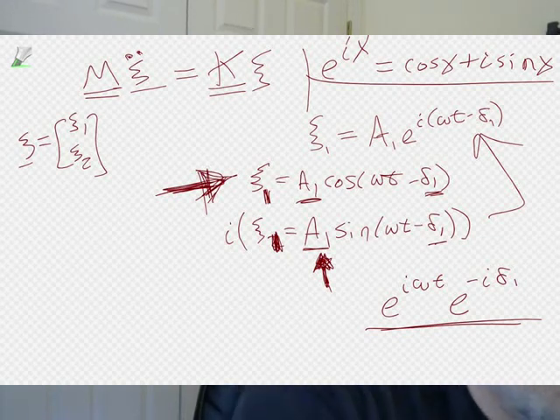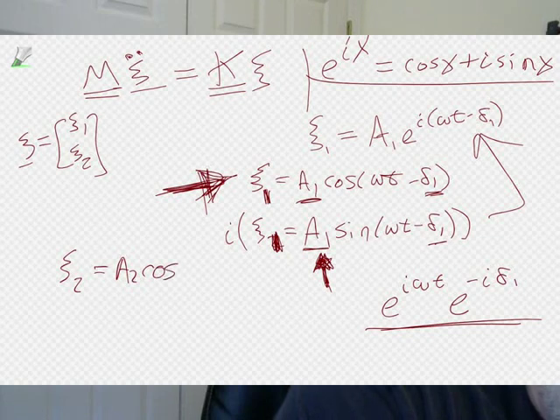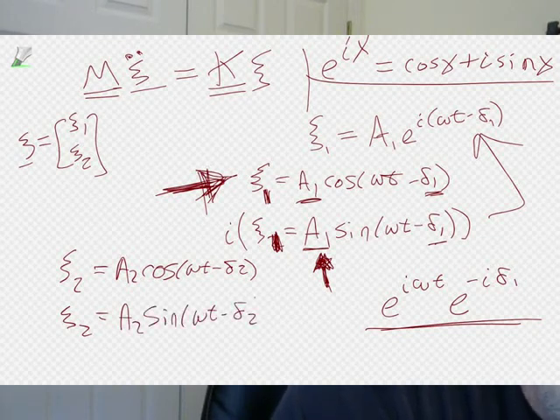So we're going to work with the exponentials, but be aware that when I'm coming up with two separate solutions, and the actual solution can be a linear combination of those two solutions, these A1s could have been different when I use one, and they're going to be dependent on initial conditions and all of that. Now, likewise, I'm going to have xi2 equal to A2 cosine omega t minus delta 2, and xi2 equal to A2 sine omega t minus delta 2 written together, right?